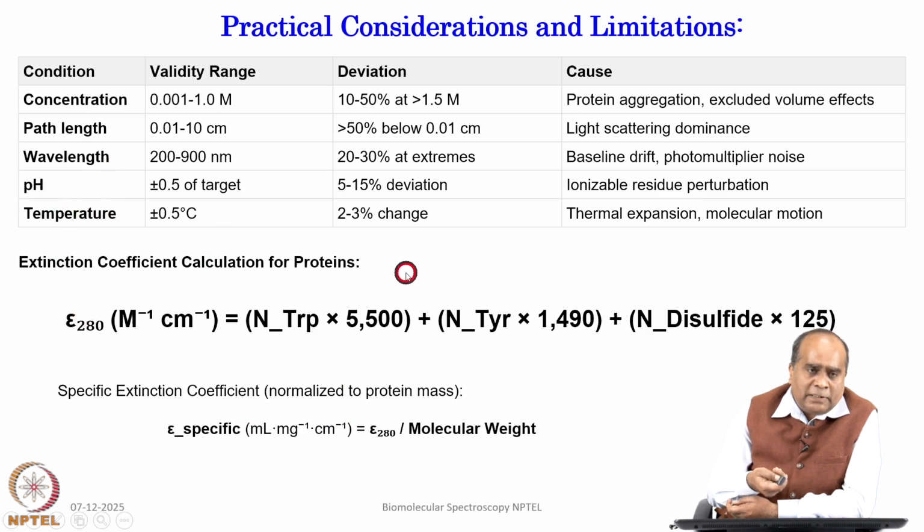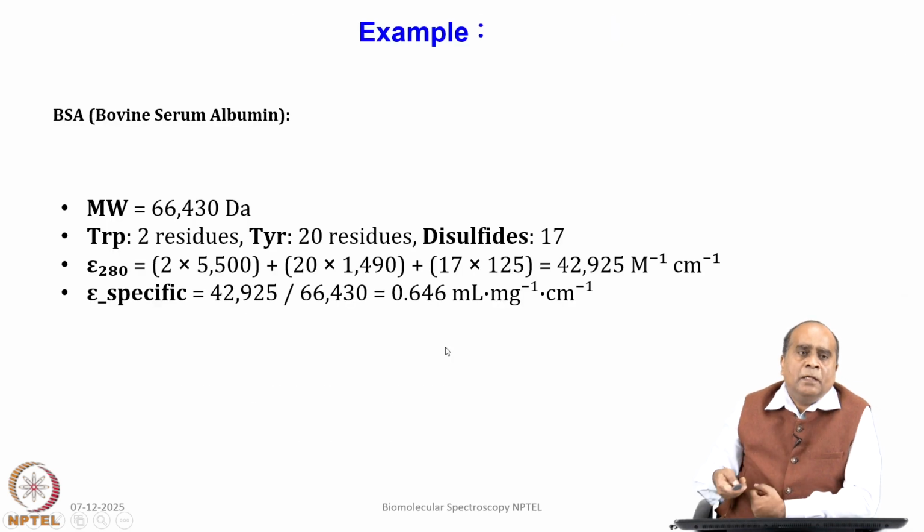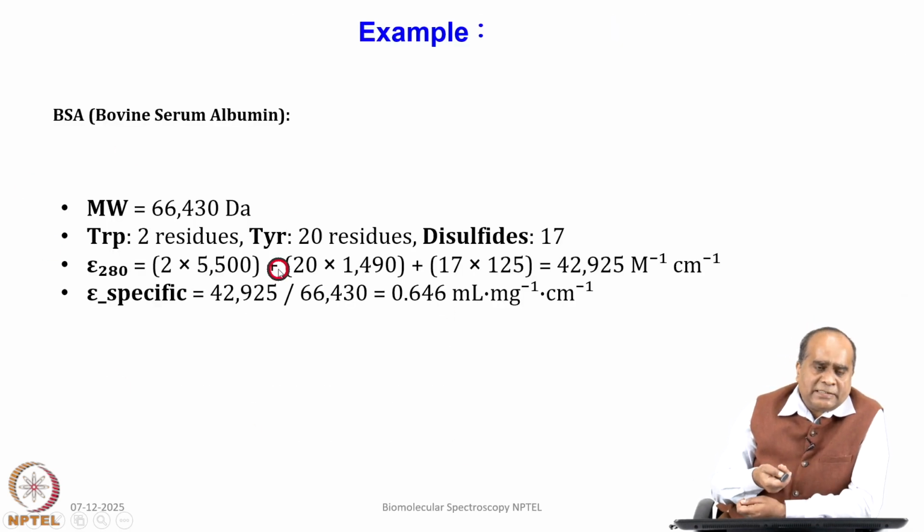So, for any protein, the extinction coefficient you can calculate at 280. This is how many tryptophans are there into the extinction coefficient of tryptophan, how many tyrosines are there, N is the number of tyrosine, into the extinction coefficient of that, and how many disulfides are there, into the extinction coefficient of that. So, this you can put out, and that is how we can find the extinction coefficient for any particular protein. For an example, let us take BSA, a 66 kilodalton protein. It has 2 tryptophan, 20 tyrosine and 17 disulfide.